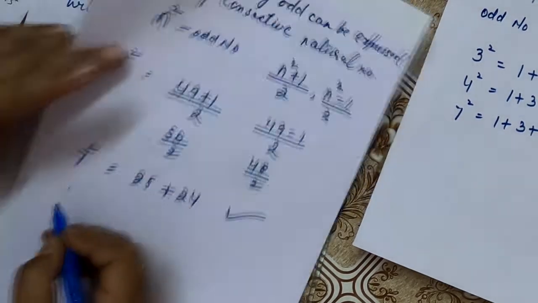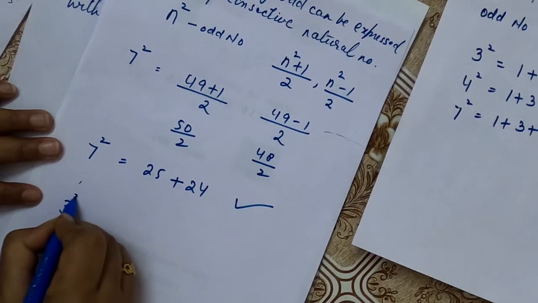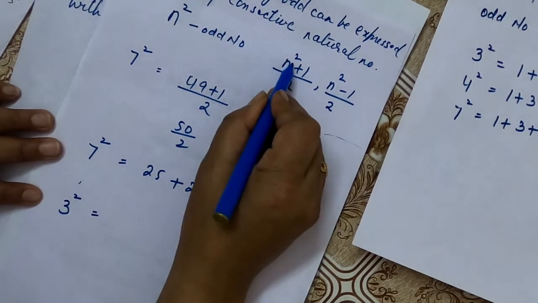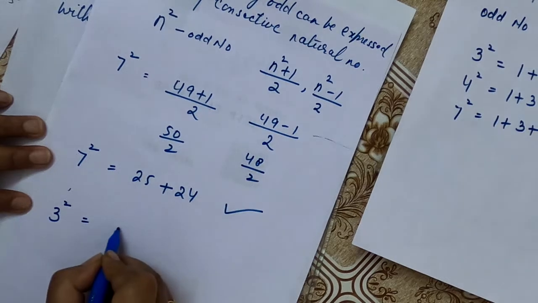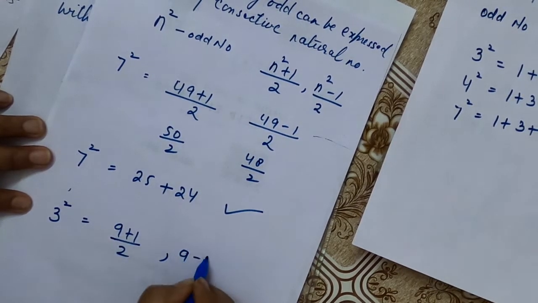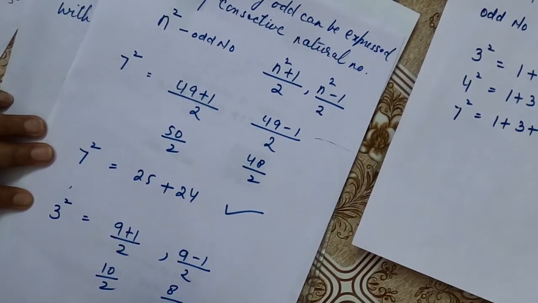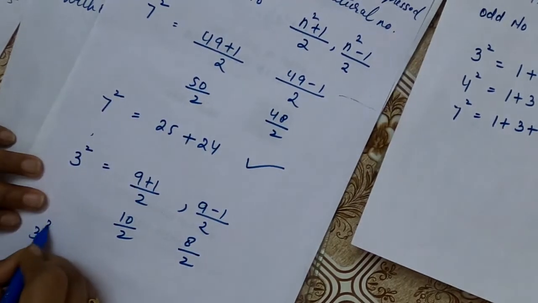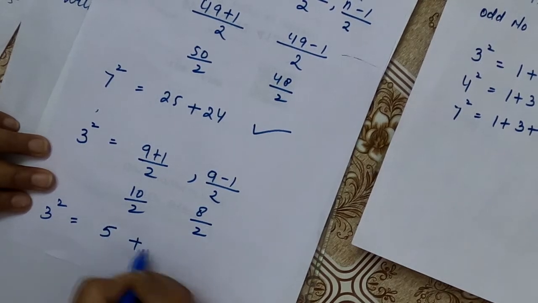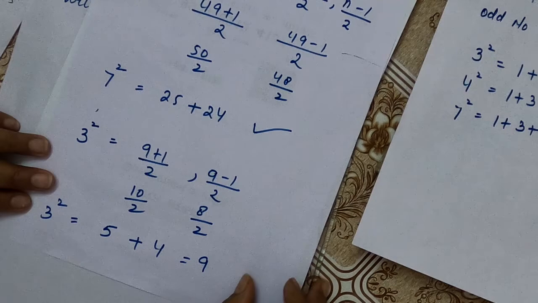Now let us take one more number, such as 3 square. 3 square should be equal to (n square plus 1) by 2, that is 9 plus 1 by 2, and 9 minus 1 by 2, that is 10 by 2 and 8 by 2. Therefore 3 square is equal to 5 plus 4. You know it is 9. I hope you have understood.